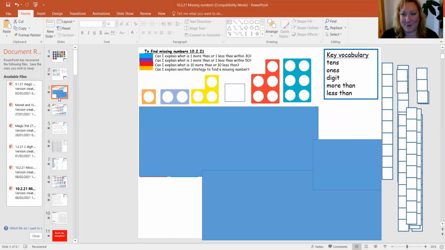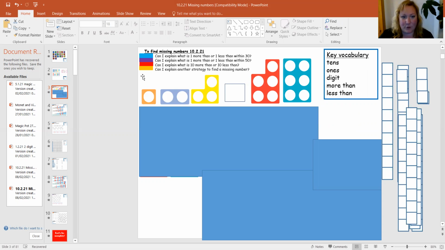Let's have a look at our objective for today. We're going to find missing numbers. The blue level of challenge is to explain what is 1 more than or 1 less than within around 30, up to about 30. The purple level of challenge is to explain what is 1 more than or less than within around 50, with some, I'm going to put some in to push you. I have already. The red level of challenge is to explain what is 10 more or 10 less than something. And the orange level of challenge is to explain another way of finding a missing number. And I'm going to explain what that means.